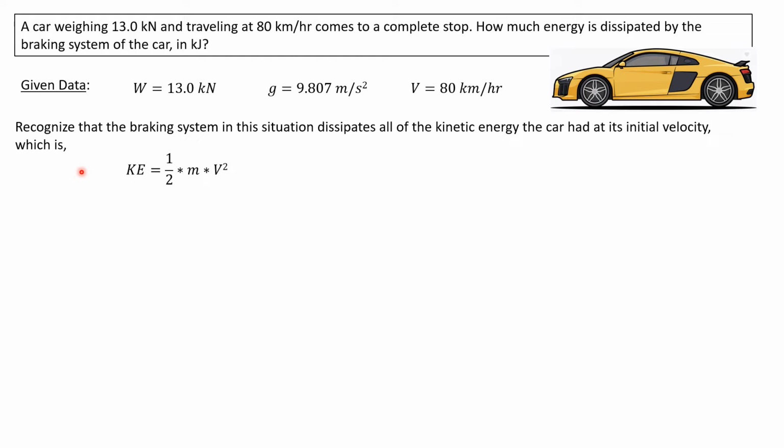So we'll recognize that the braking system dissipates all of the kinetic energy that the car had to bring it to a complete stop. So we can say that the kinetic energy is the energy dissipated by the brakes, and that's 1/2 times the mass times the change in velocity squared. I've just written it here as the velocity squared.